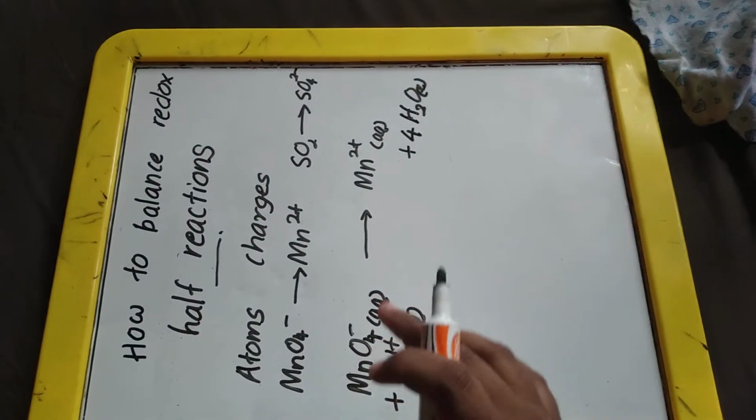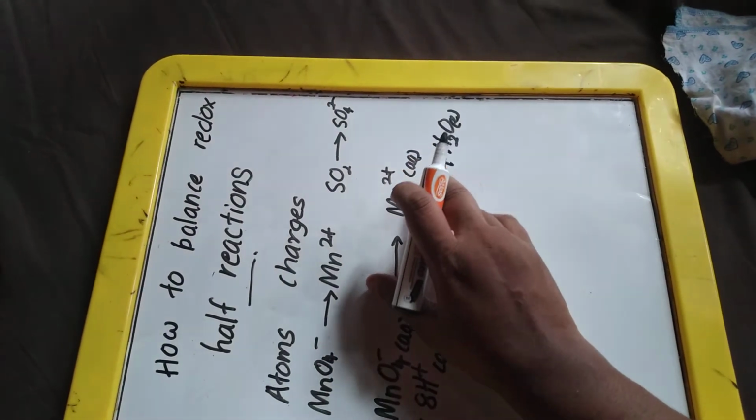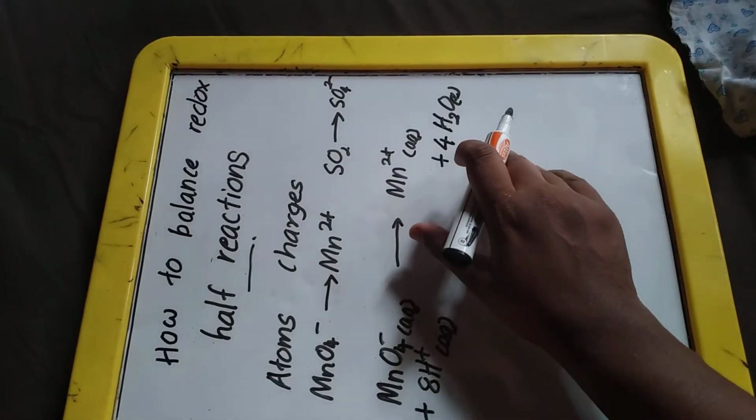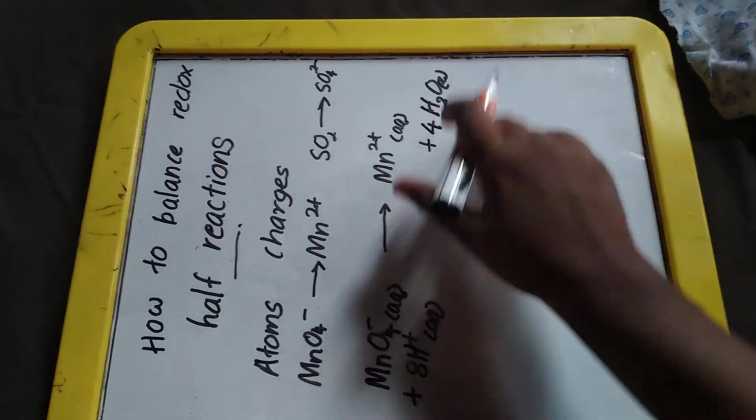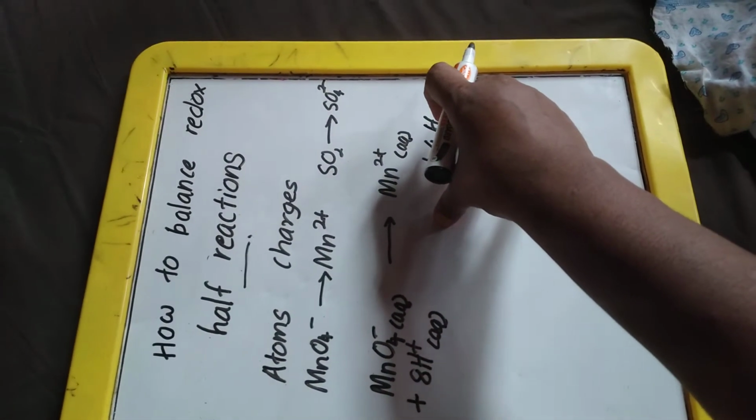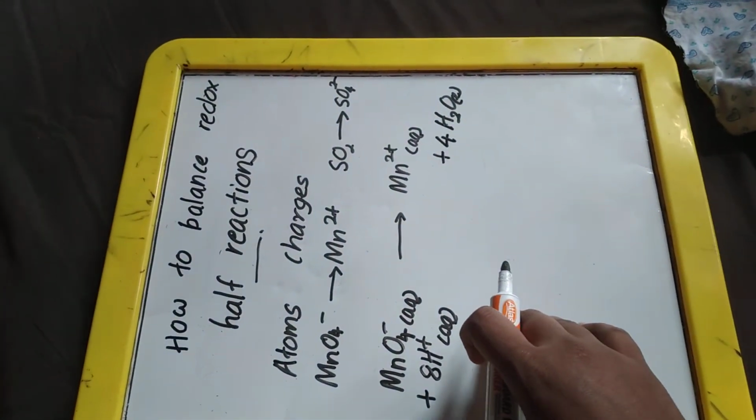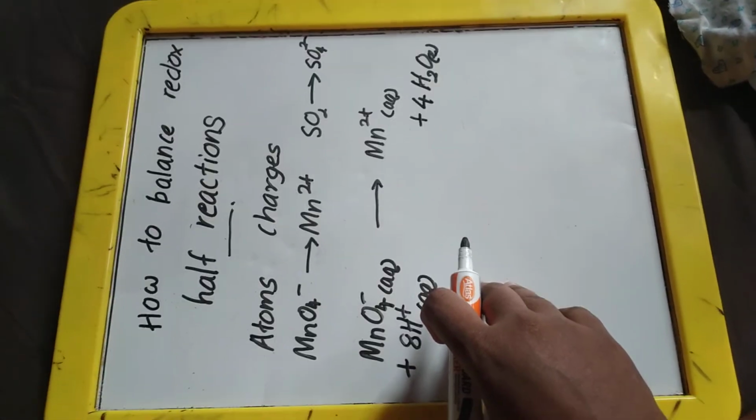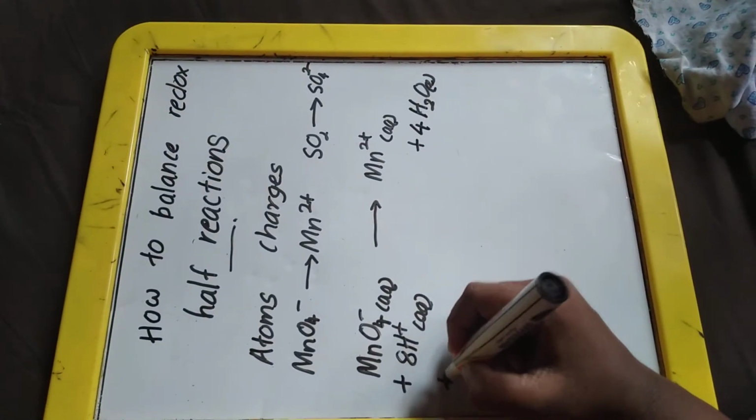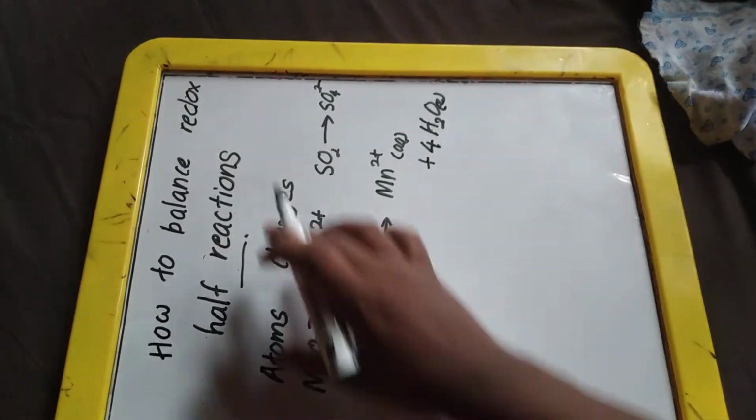Now you have to balance the charges. Here the total charge will be 7 plus, but here the total charge will be 2 plus. Here 8 minus 1, 7. Here 2 plus. So you have to add electrons to balance the charges. If you add electrons to this side, it becomes more negative, right? So the positive charge will be decreased. But this side has the more positive charge. You have to add electrons to the more positive side. Here it is 7 plus, you have to make it 2, so you have to add 5 electrons. Understood? So this equation is balanced.